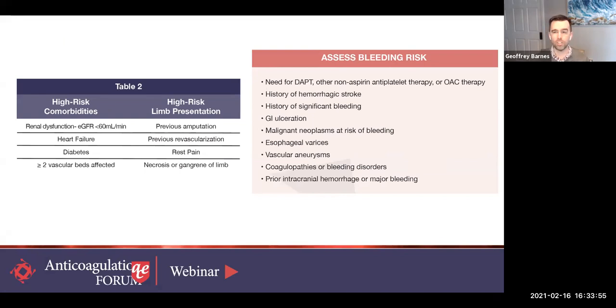Patients with renal dysfunction are at higher risk for having adverse events. And this is renal dysfunction meaning an eGFR of less than 60. So I know we're all anticoagulation folks. We start to get nervous when that creatinine clearance gets down below 15 or 30. We're talking about a much higher threshold here. So an eGFR of less than 60. Patients who have heart failure or diabetes are at higher risk for having complications.